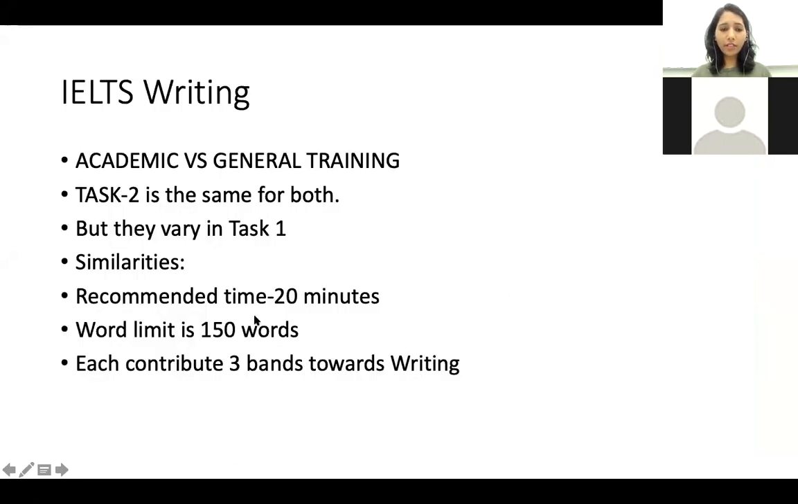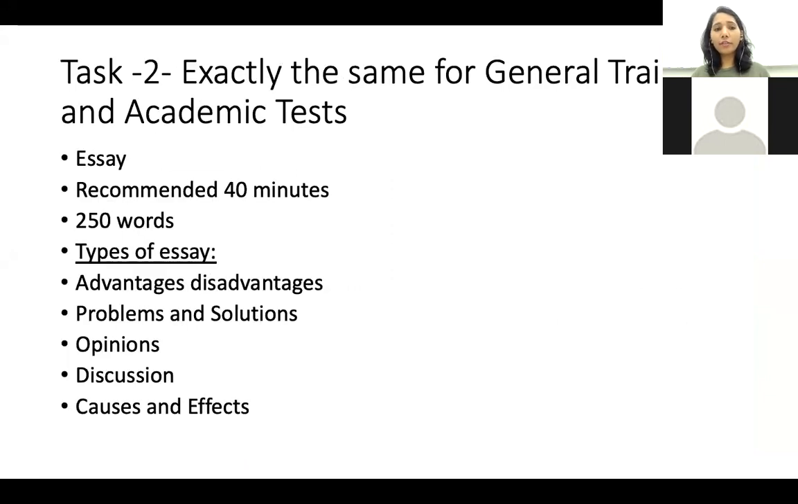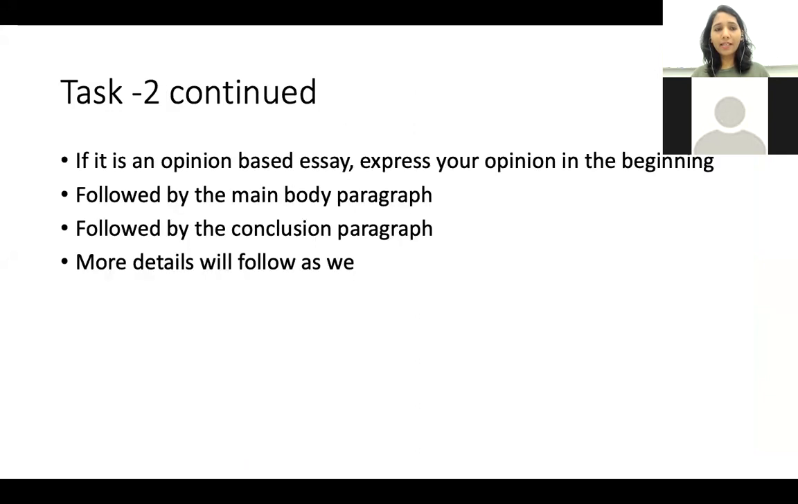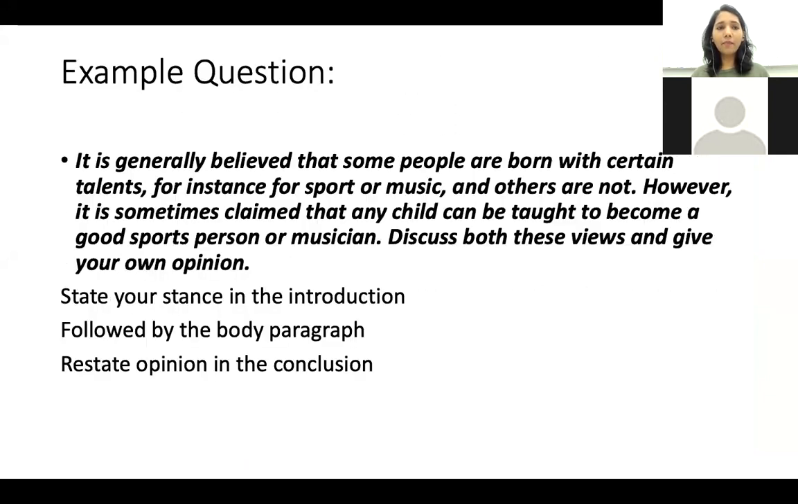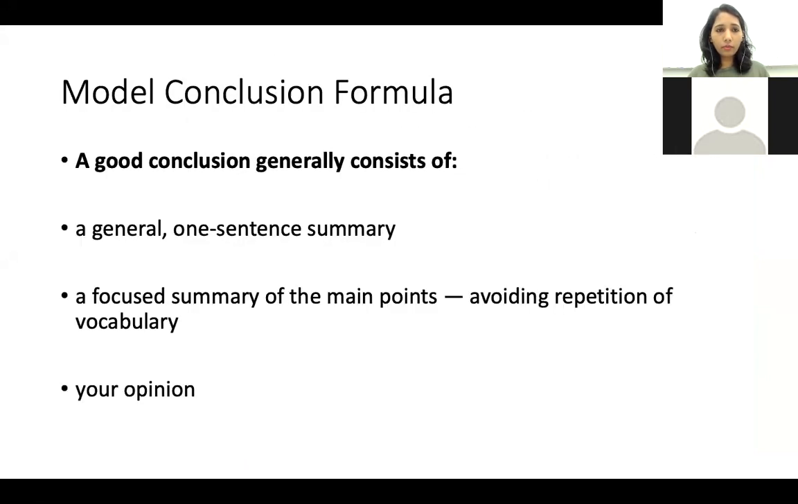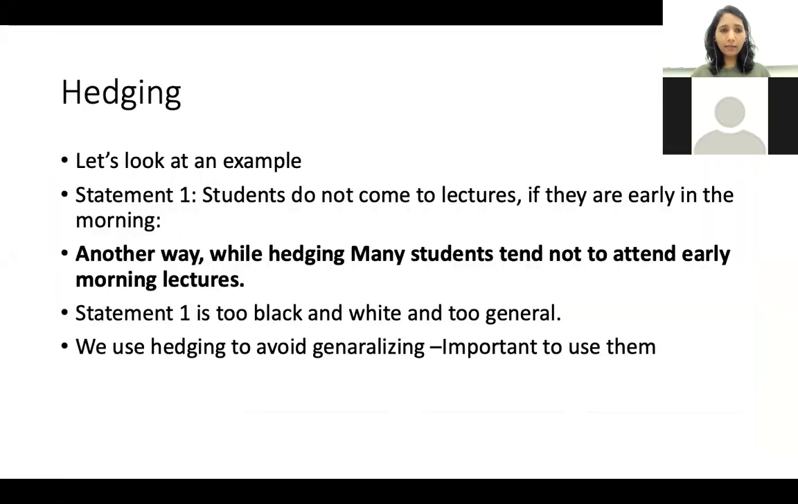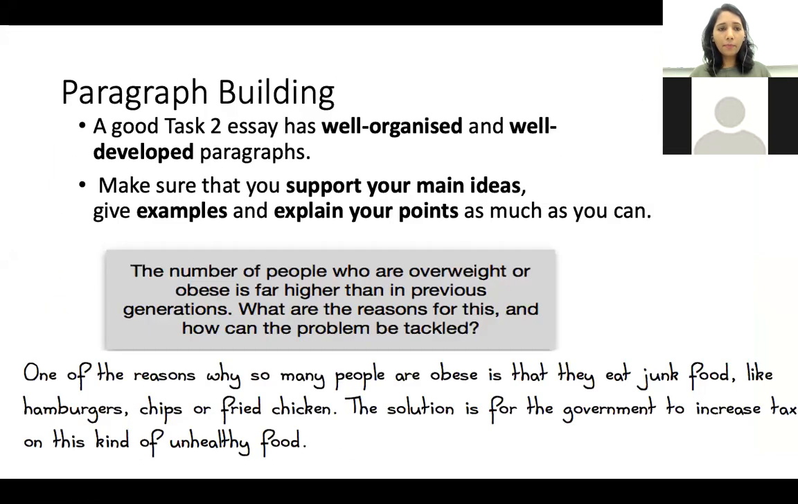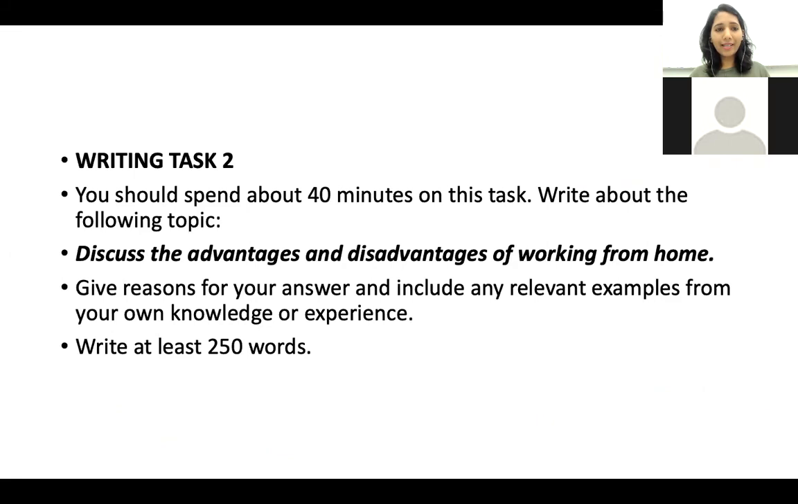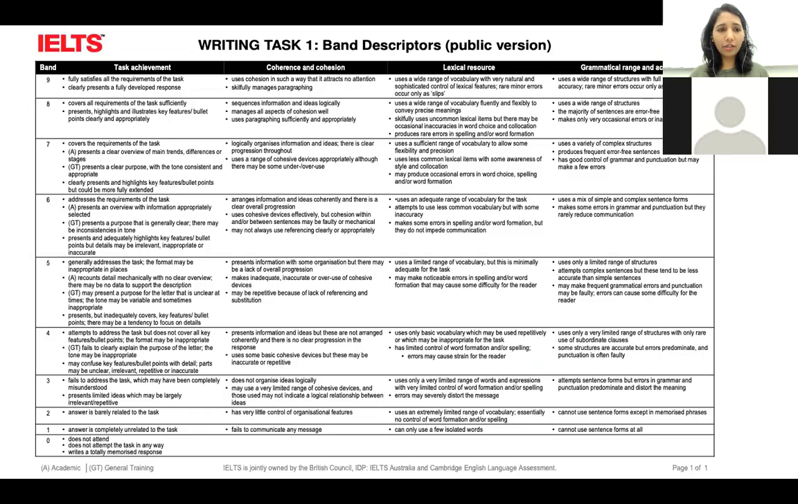We know that the IELTS writing is different for both the general training test takers and the academic test takers, whereas task 2 is the same. So today we're going to look at task 1 for the general training tests. We're going to see how to write a letter. Before that, we need to look at the band descriptors, which tell us how to get our band 7 and above. Let me lead you to it.